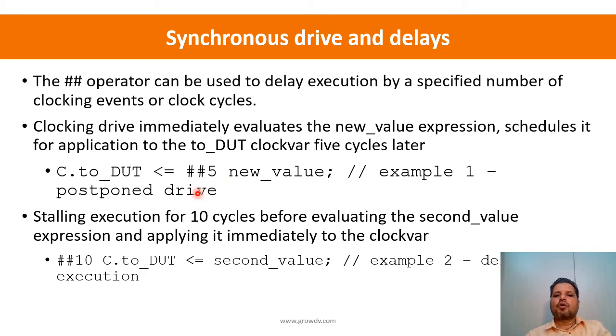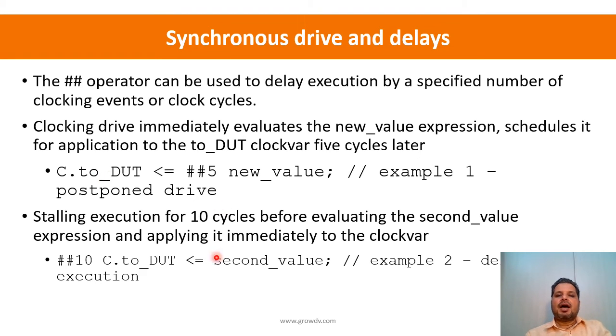This is the postponed drive. Here what happens is, the new value gets sampled as soon as the statement gets executed, but the assignment to the DUT happens 5 clocking events later, and the results will actually become visible on the signal after the output skew.